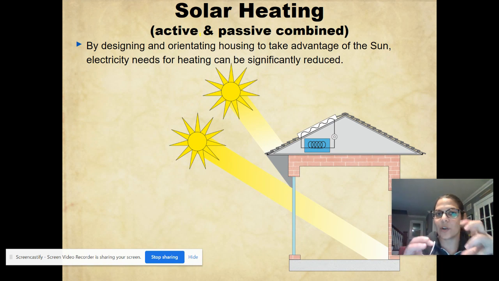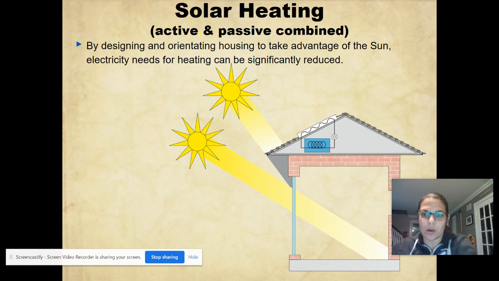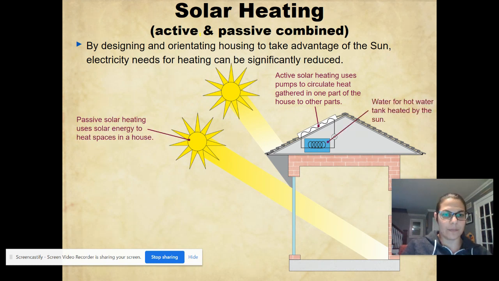Your active is when you're actually taking that solar energy and heating up water, or you're taking that solar energy and making electricity with it. So if you take advantage of active and passive together, then you can actually save a lot of energy.